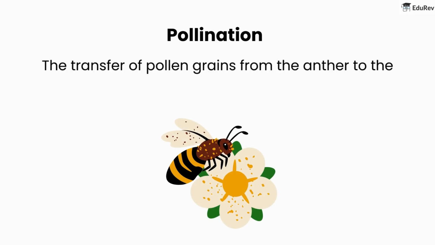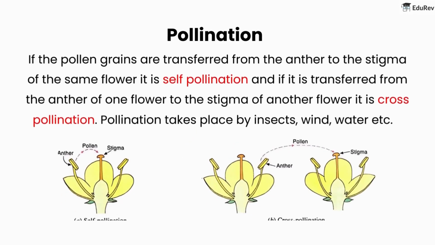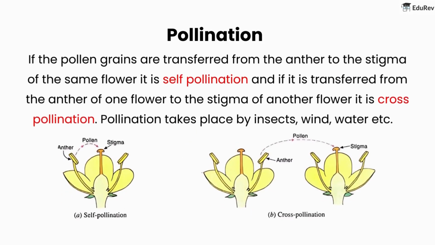Pollination. The transfer of pollen grains from the anther to the stigma of a flower is called pollination. It takes place by wind, water, or insects. If the pollen grains are transferred from the anther to the stigma of the same flower, it is self-pollination, and if it is transferred from the anther of one flower to the stigma of another flower, it is cross-pollination. Pollination takes place by insects, wind, water, etc.